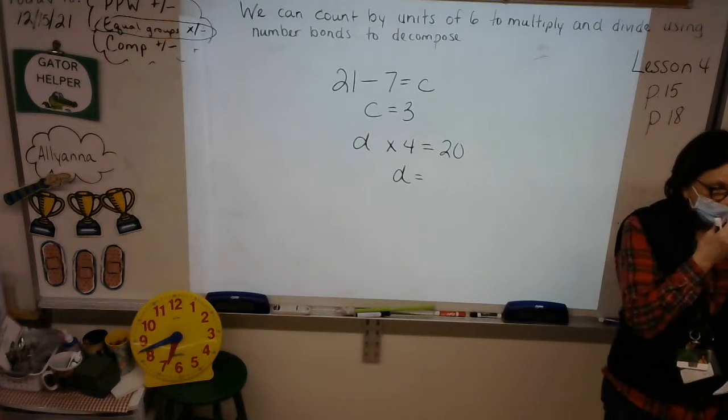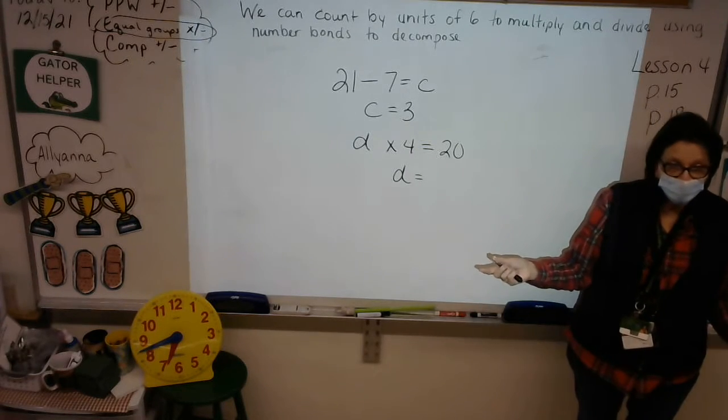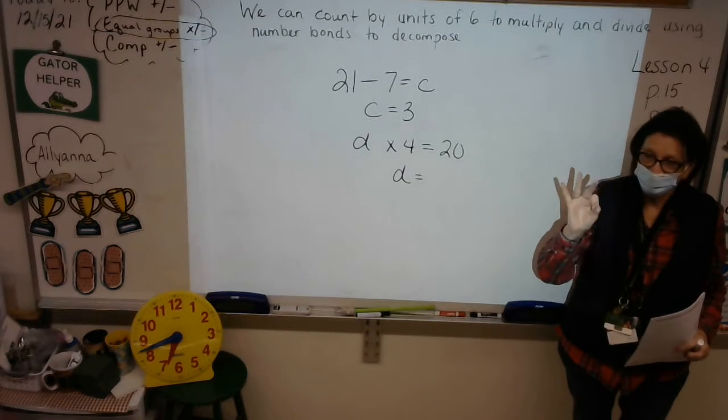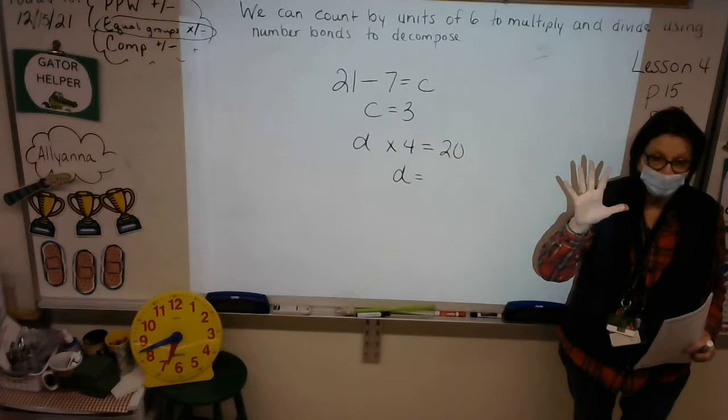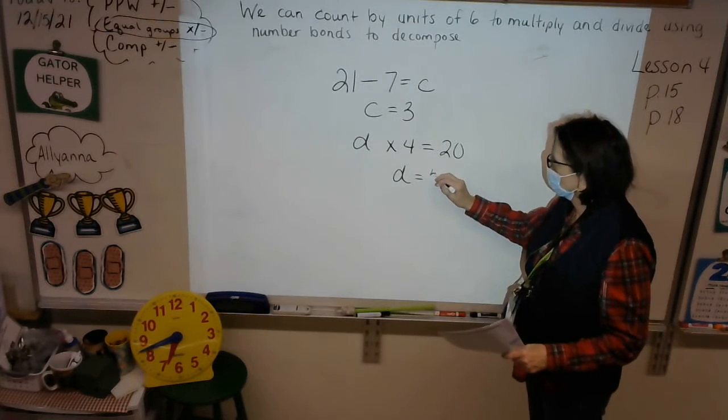Okay, so the way we write this is we have to figure out what times 4 equals 20. So we skip count by 4 till we get to 20. 4, 8, 12, 16, 20. Our answer is 5. So D equals 5.